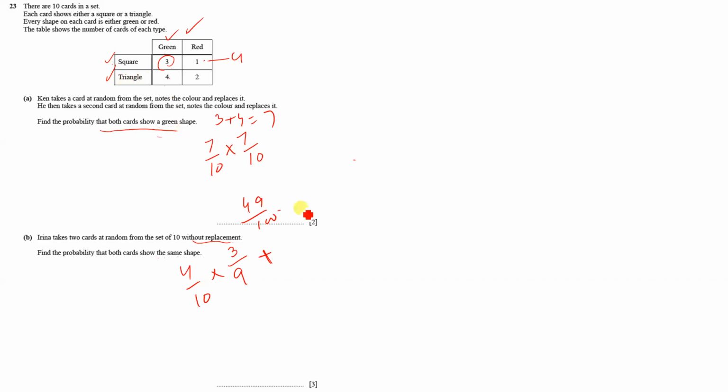So if both the cards are triangle, then the probability of first card drawn would be 6 over 10, and once the first card is drawn, the cards left are 9 and triangles left are 5. So 5 over 9. So let's simplify this. We'll have 12 over 90 plus 30 over 90, and the probability is 42 over 90. So this is the answer.